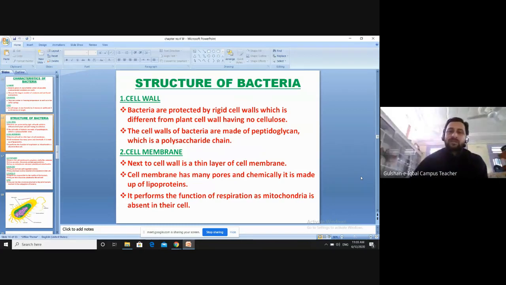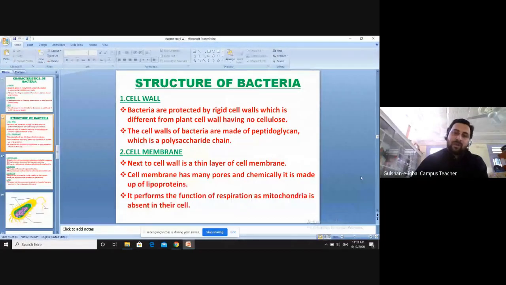Plant cell wall has cellulose, but bacterial cell wall does not have cellulose. Bacterial cell wall is made up of peptidoglycan. Okay, peptidoglycan. Peptide means protein, glycan means carbohydrate. So they are made from two things. One is protein, second is carbohydrate. From the combination of protein and carbohydrate, the cell wall of bacteria is formed.